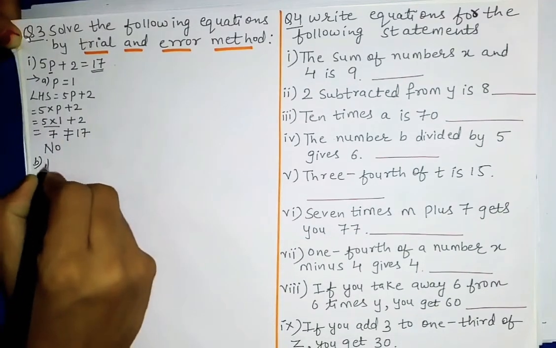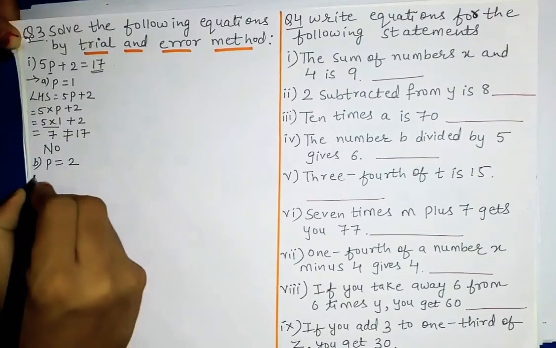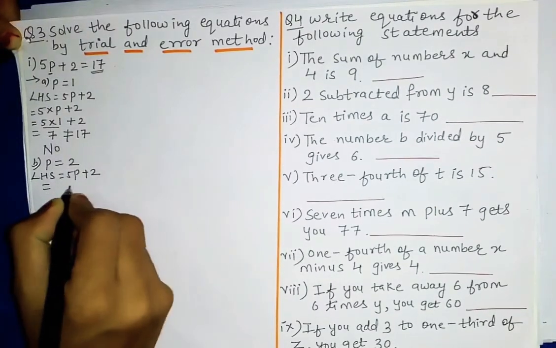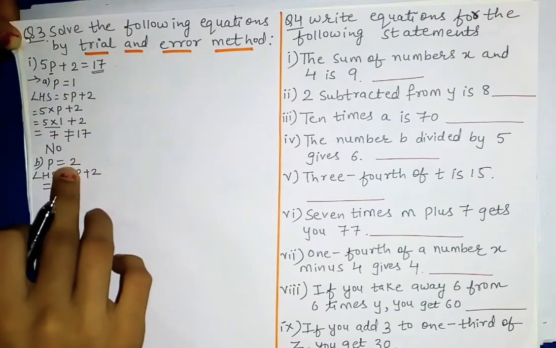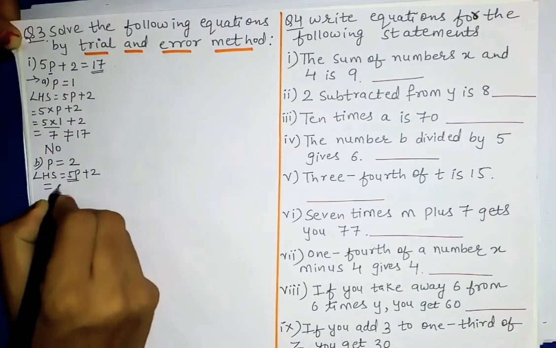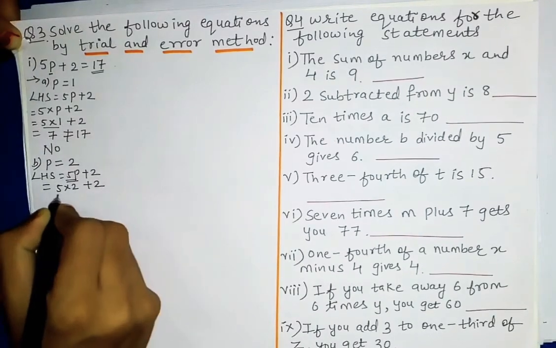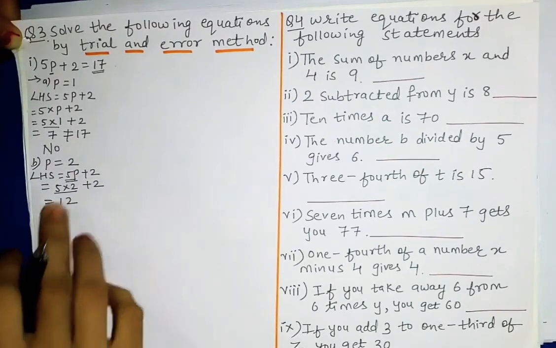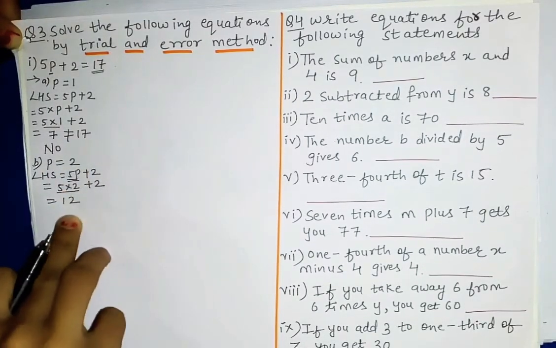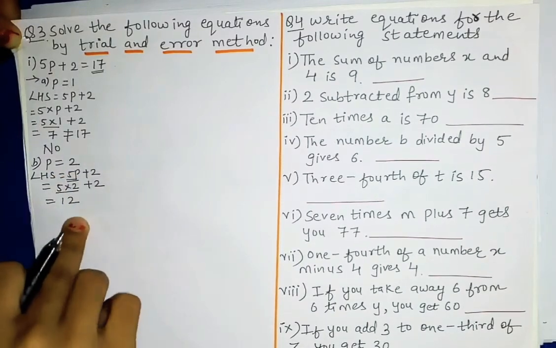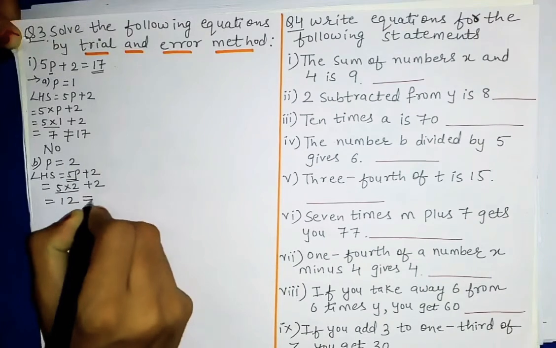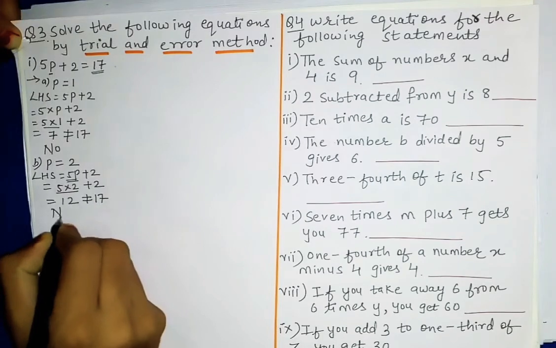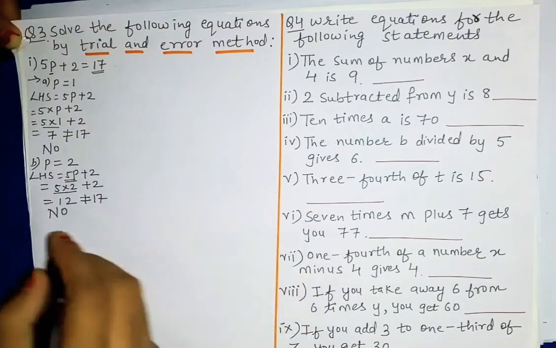Now the second time we are taking p equal to 2. So now I will keep 2. LHS is 5p plus 2. So 5 into p, and p I am taking 2. So 5 into 2 plus 2. So 5 twos are 10 and 10 plus 2 is 12. Now I have taken 2 and my answer is 12. So by keeping 2 I am getting 12. Again I am not getting 17. So this 12 is not equal to 17. So again LHS is not equal to RHS. So this is also no. This is also not the correct value. So you will write no.